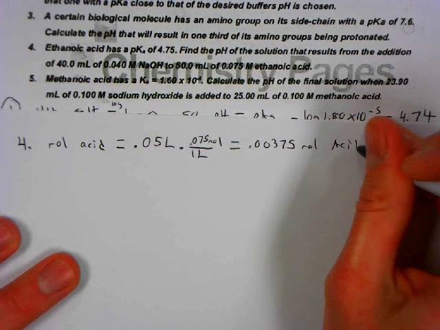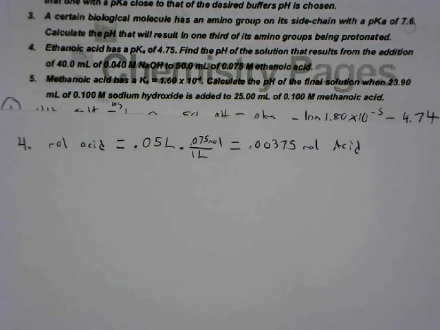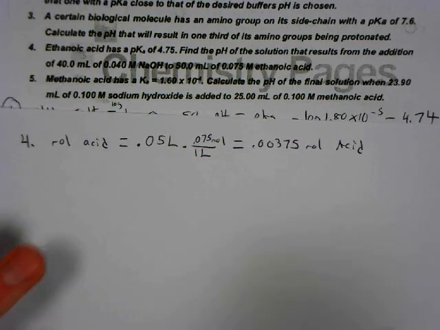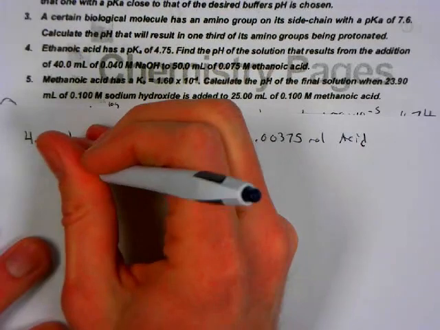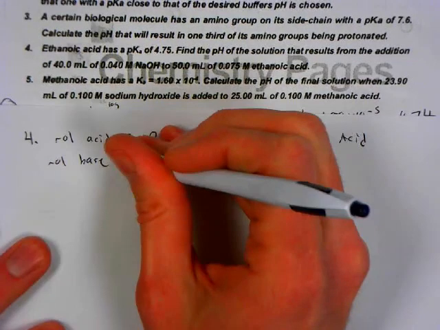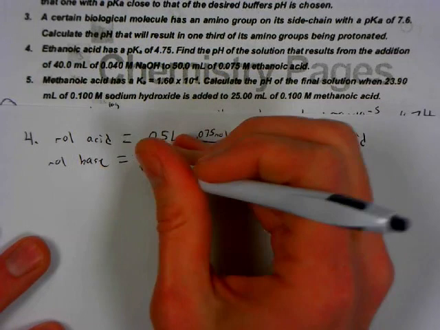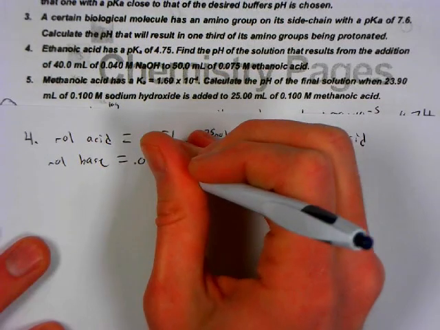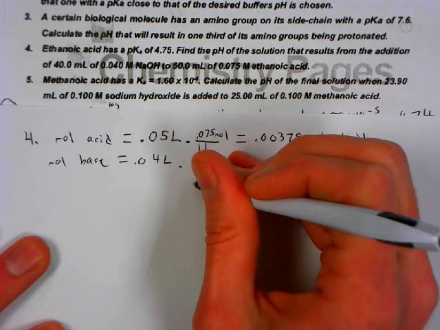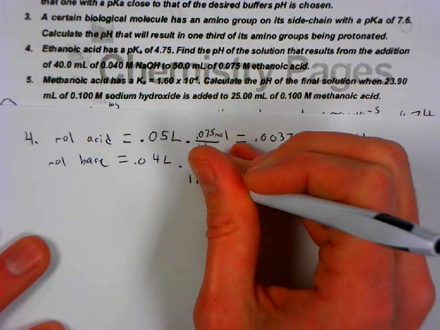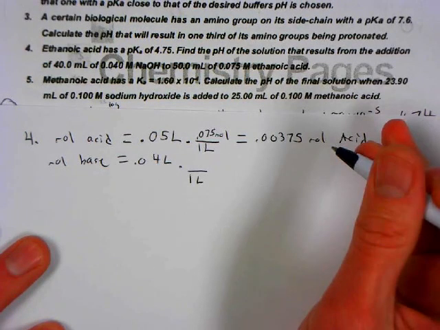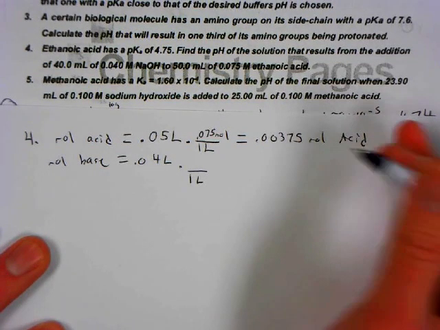You're gonna see why in a second. Stay with me. So this gives me 0.00375 moles of acid. Let's figure out our moles of base. Easy. So this is going to equal what?